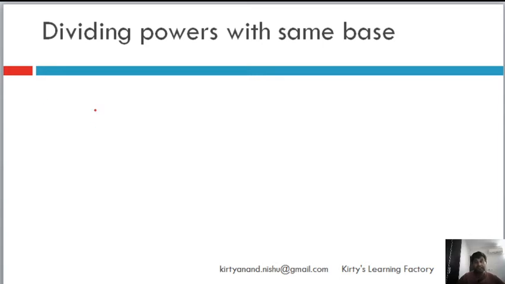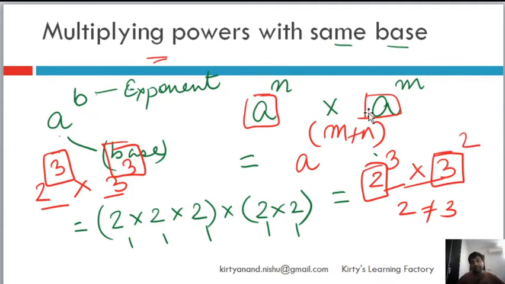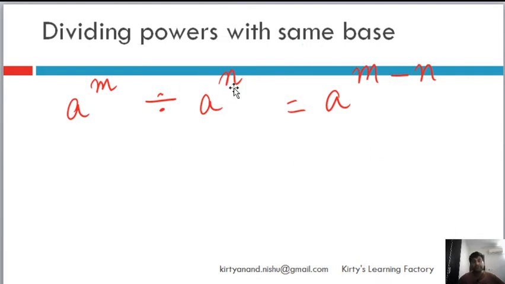So once again, let's say there is a number a raised to the power m, and I am dividing it by another number a raised to the power n. I think intuitively you can tell me: when we are multiplying with the same base, we are adding the powers, and therefore when we are dividing numbers with the same base, we will subtract the powers.